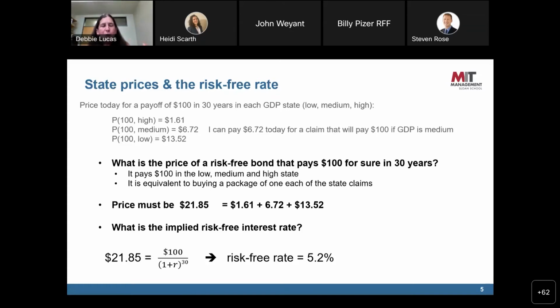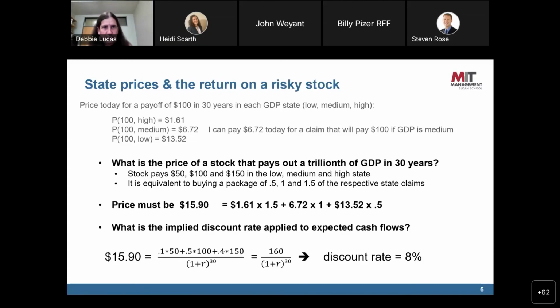And if we want to turn that price into an implied risk-free interest rate or a risk-free discount rate, we just take the price and we ask what discount rate makes the present value of that $100 in 30 years equal to that. And we find that the risk-free rate is 5.2%. Okay, so we can do, just very quickly, I know we want to talk about carbon and not stocks and bonds, but this is okay. We're almost done with stocks and bonds.